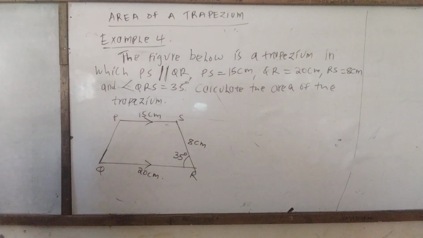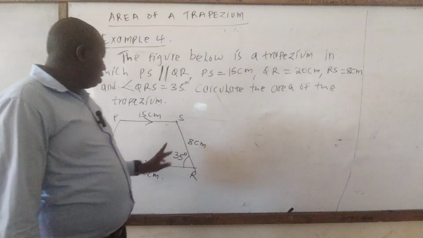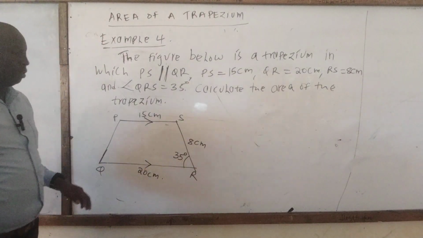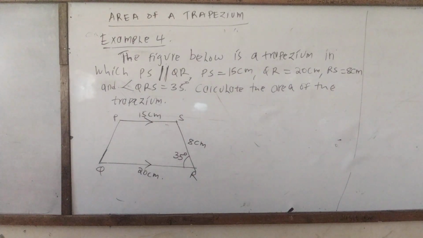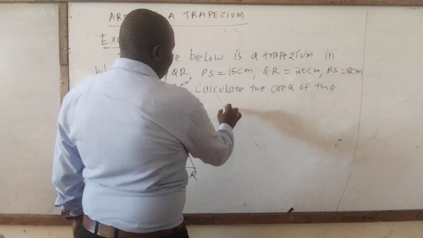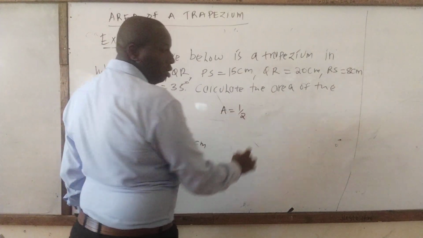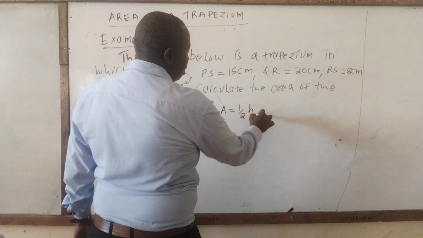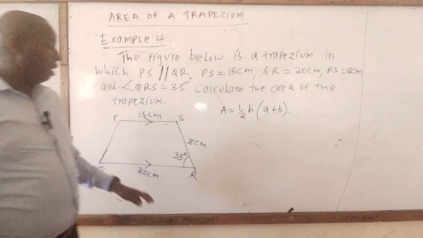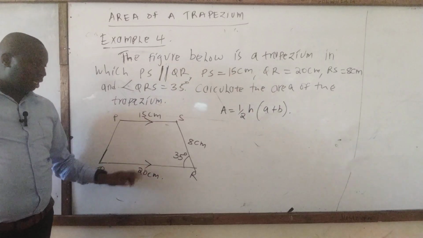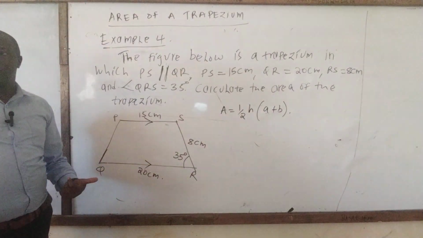You are told to calculate the area of the trapezium. So how do you calculate the area of a trapezium? Area is equal to a half times h into bracket a plus b, where a and b are the shorter and the longer parallel sides of the trapezium. Is that okay?